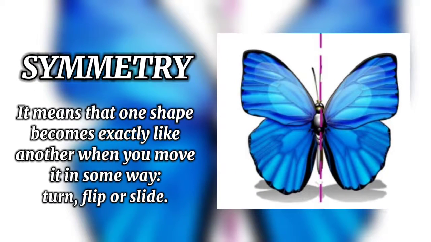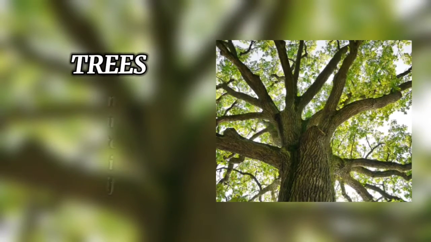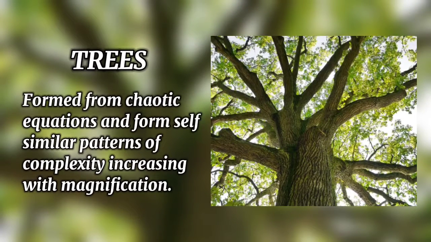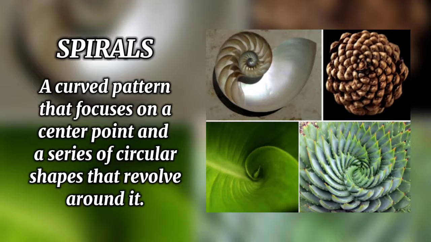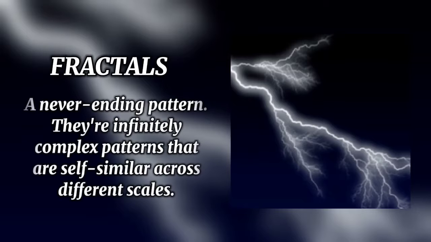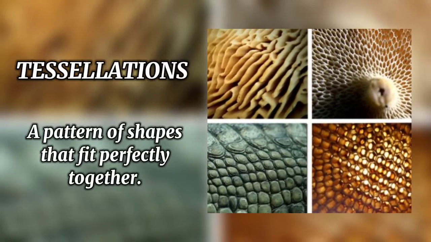Symmetry. It means that one shape becomes exactly like another when you move it in some way: turn, flip, or slide. Trees. Formed from chaotic equations and form self-similar patterns of complexity, increasing with magnification. Spirals. A curved pattern that focuses on a center point and a series of circular shapes that revolve around it. Fractals. A never-ending pattern. They're infinitely complex patterns that are self-similar across different scales. Tessellations. A pattern of shapes that fit perfectly together.